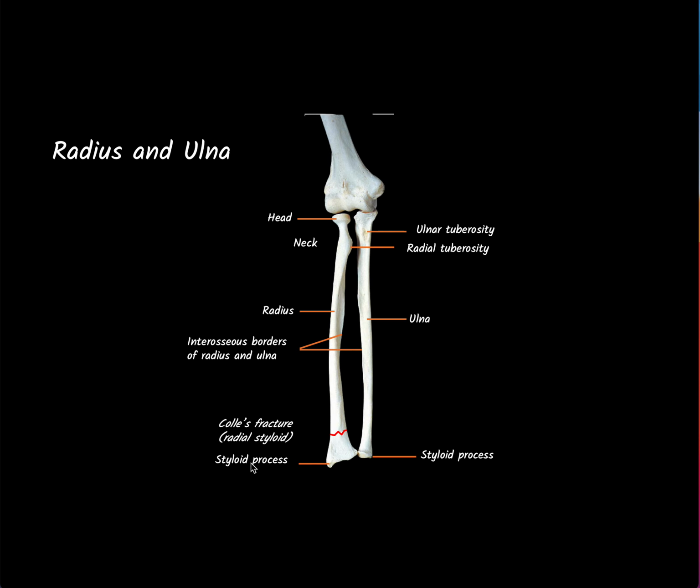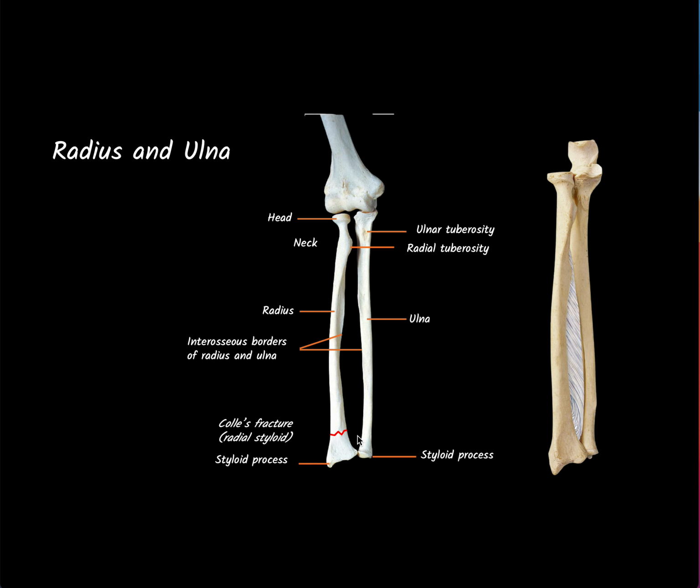And now this fracture site at the distal radius, we call it Colles fracture. And now here you can see both the radius and ulna articulated, and look at this thick membranous structure, the intraosseous membrane, which connects the two bones.